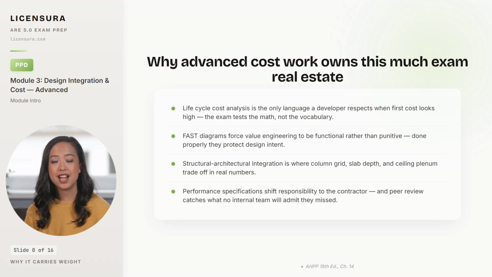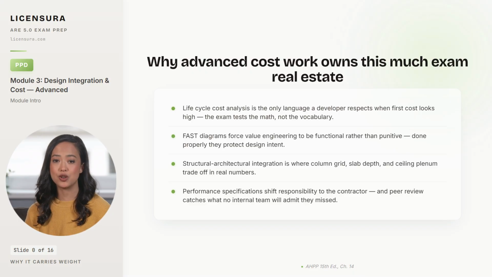Second, fast diagrams force value engineering to ask what function each component performs, and whether there is a cheaper alternative that performs the same function. Done right, fast protects design intent. Done wrong, value engineering is just budget triage.